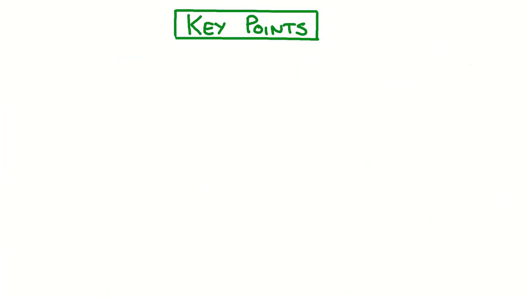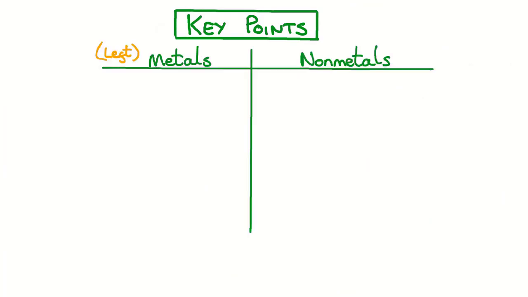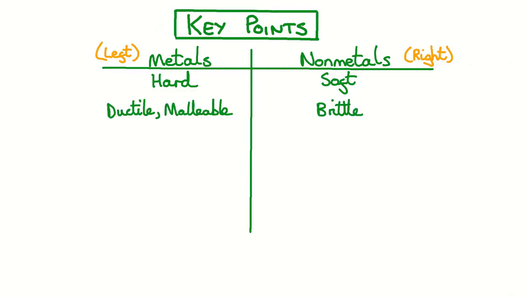Let's summarise the key points. Metals, found on the left-hand side of the periodic table, and nonmetals, found on the right-hand side, tend to have opposite properties. Metals tend to be hard, while nonmetals are soft. Metals are ductile, which means they can be drawn out into wires, and malleable, which means they can be hammered into shape. Conversely, nonmetals are brittle, which means that if you try to deform them, they break.